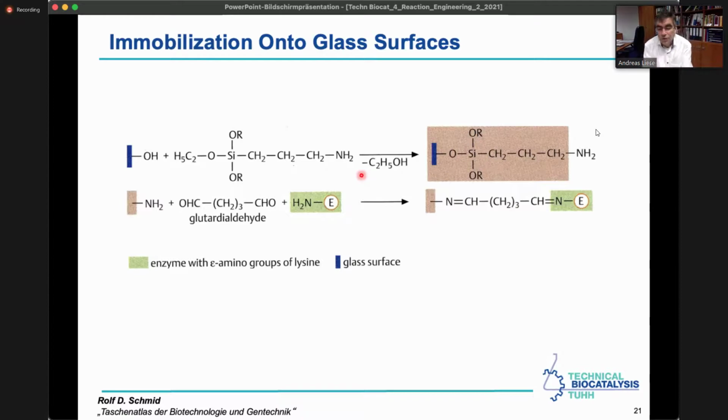Then we're moving on to covalent immobilization. And by the way, these immobilization methods I demonstrate to you here right now, you do not need to know by heart for the examination. However, what you need to know for the examination are the methods how you characterize, so the reaction engineering points that we will discuss in a moment.